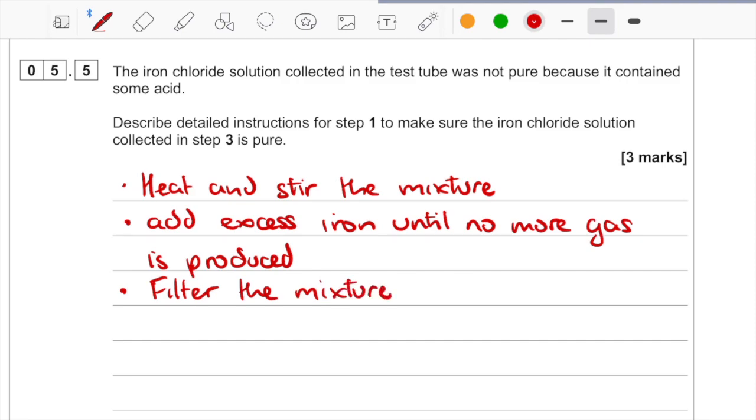So, I think it's a little bit tricky for 3 marks, I'll be honest, but I'm hoping 1 or 2 marks should be okay, right? Should be relatively straightforward. But if you have any questions about that, please let me know.